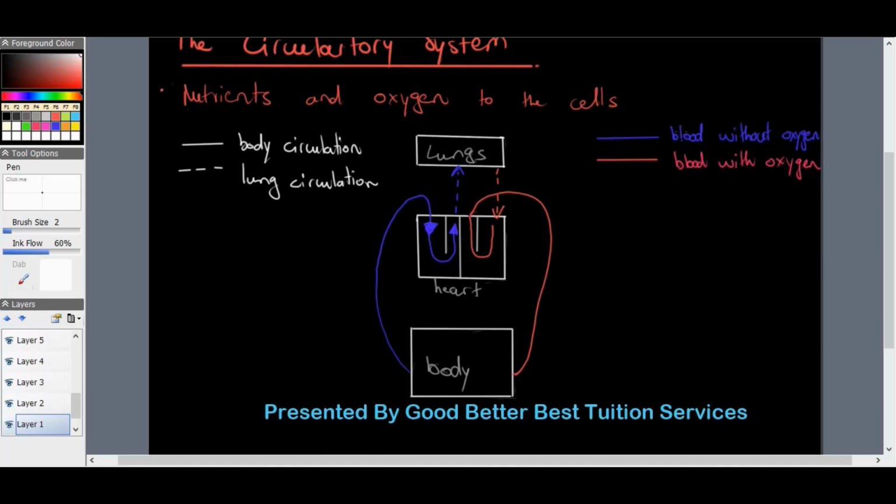So we're just going to construct a little table, and then we're going to have a look at the components, which would be the heart and your blood vessels, such as arteries, veins, and capillaries, and then we'll also dabble into the health issues. Okay, so let's move forward.